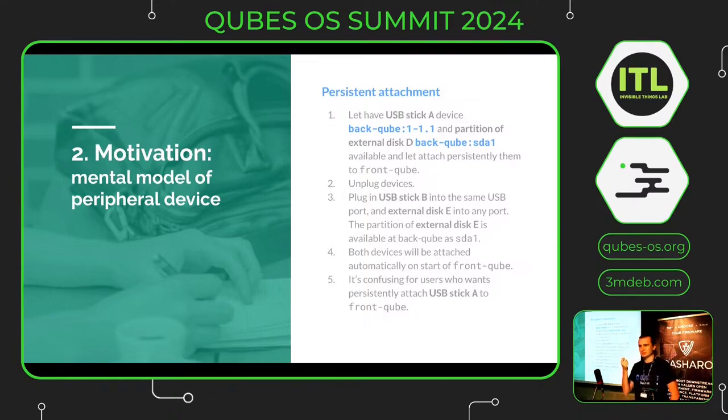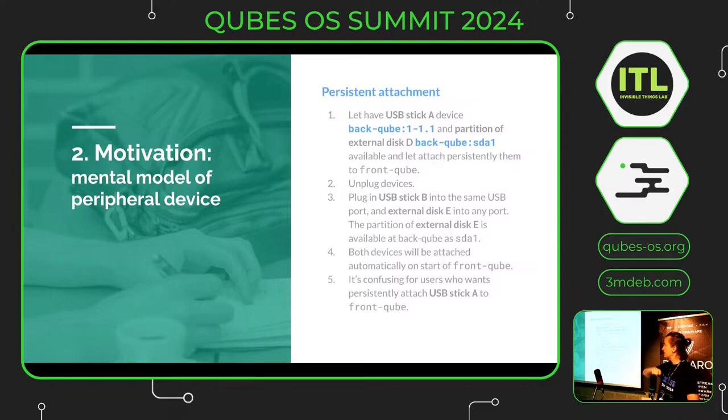The second motivation is this mental model of the user. If I have some physical USB device, I'm thinking about this device as the physical device. It doesn't matter to which port I plug this device, because when I'm thinking about the peripheral device, I think about the device itself, not about the ports. But in terms of Qubes, we identify a device only by the port.